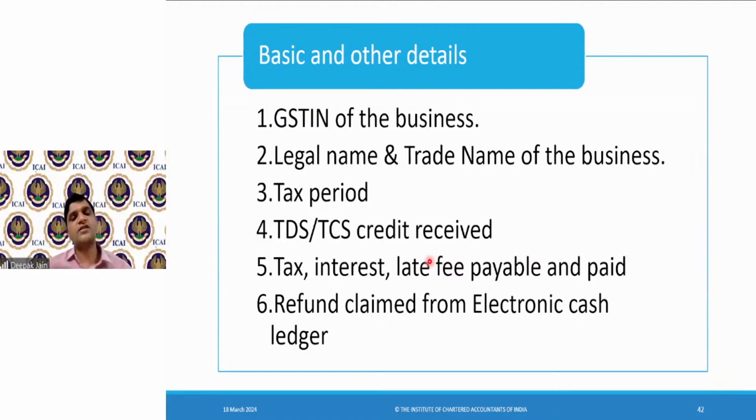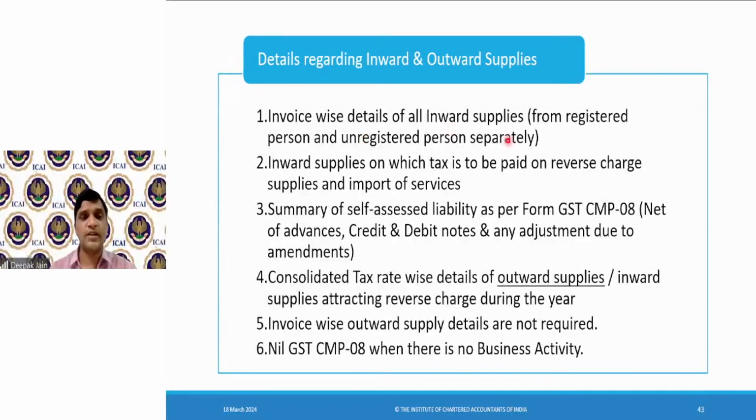Then any tax, interest, and late fees payable and paid. There is a time limit to make the payment, by the 18th after the end of the quarter. If he is delaying, then he has to pay the tax, and interest and late fees also have to be paid. How much is the interest? We know it is 18%. Late fee we will come to once we finish all the returns, and we will discuss how much late fee is to be paid. Then if he is claiming any refund from his electronic cash ledger, where he has deposited more amount, he can claim a refund. Those details also have to come here, stating how much refund he has claimed from the electronic cash ledger.